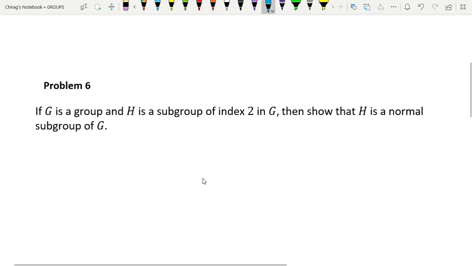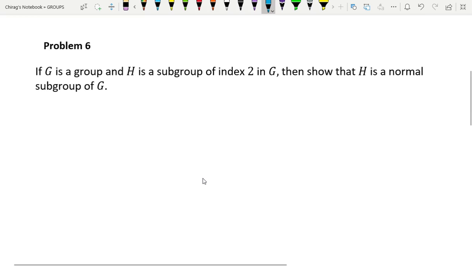Next, problem number 6. If G is a group and H is a subgroup of index 2 in G, then show that H is a normal subgroup of G. Okay, proof.